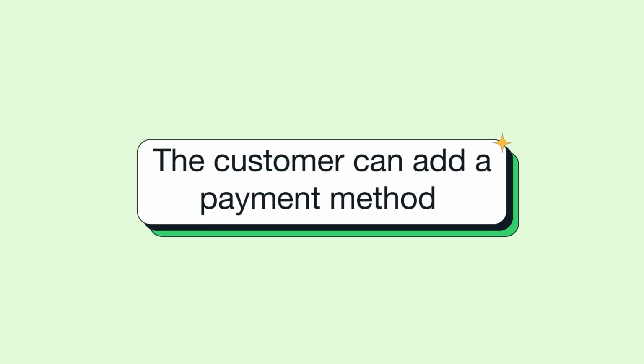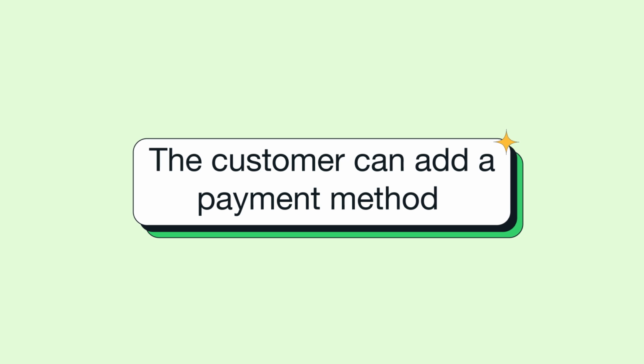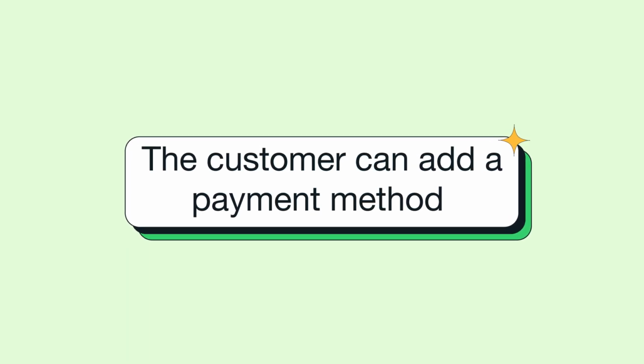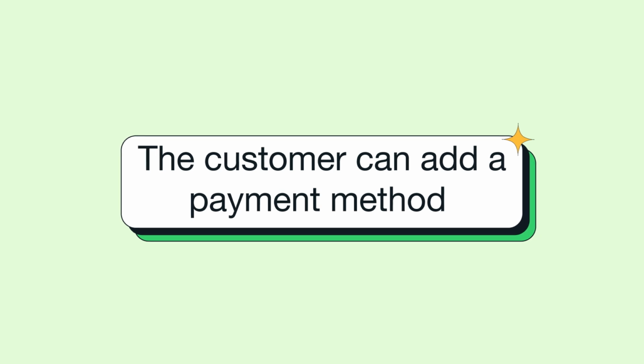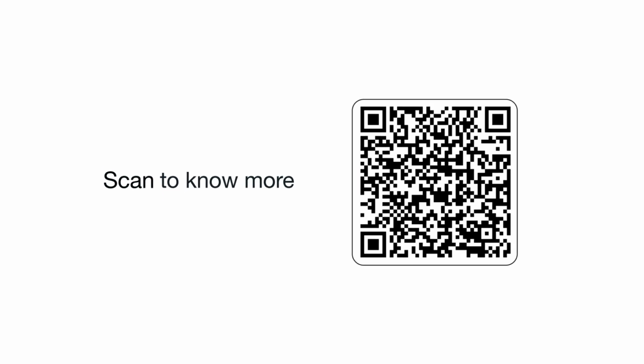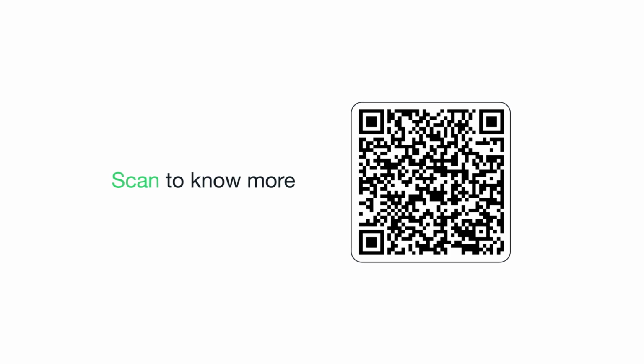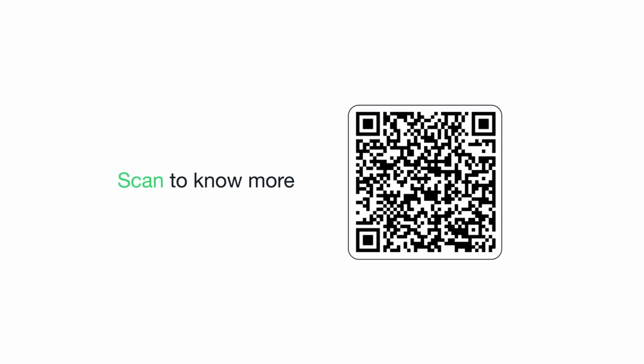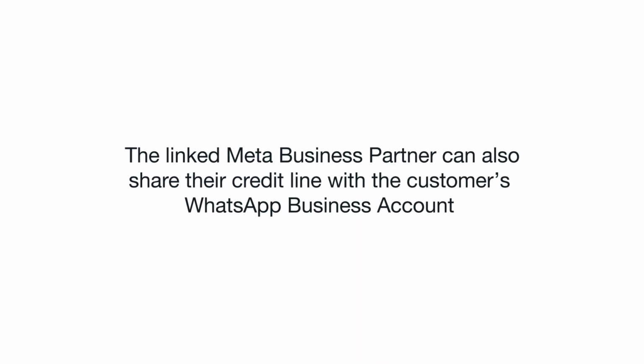Depending on the kind of solution, they should see either adding a credit card or linking the Meta Business Partner's credit line if onboarded through a joint solution with you and a Meta Business Partner. For a joint solution, the linked Meta Business Partner can also share their credit line with the customer's WABA.